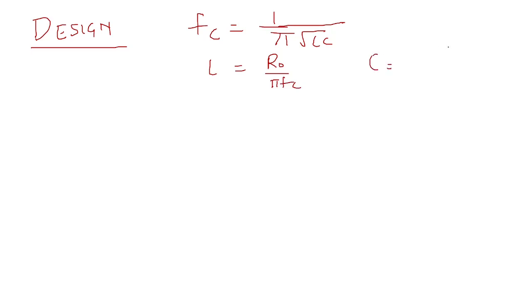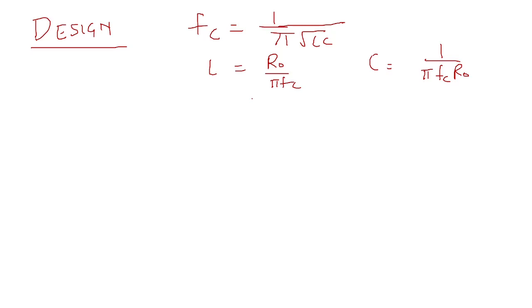Now in this design we know the expression for cutoff frequency. Fc is equal to 1 upon pi root LC. And we know that inductor L is equal to R0 upon pi Fc, and C is equal to 1 upon pi Fc R0.